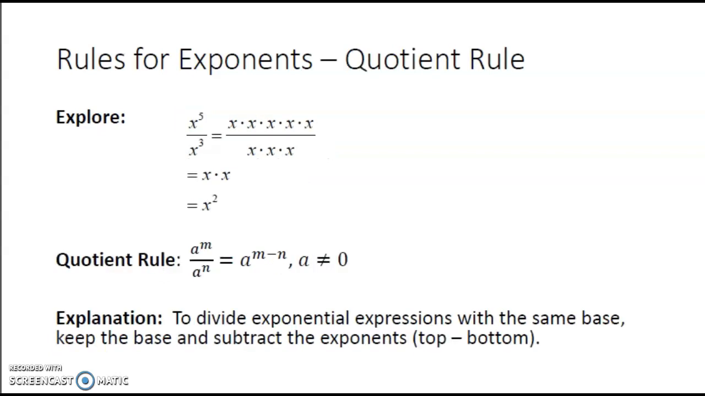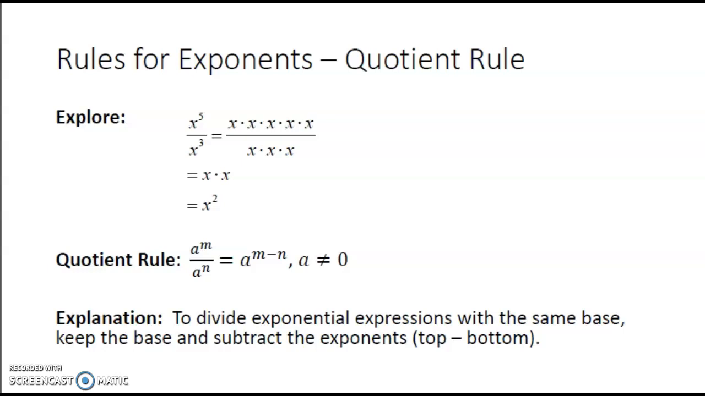Let's take a look at our next rule, which is the quotient rule. Again, we'll go through a little exploration before we talk about the actual rule. Here we're starting with x to the 5th divided by x to the 3rd. Writing both of those out in expanded form, we have 5 x's in the numerator and 3 x's in the denominator, and they are all being multiplied together.